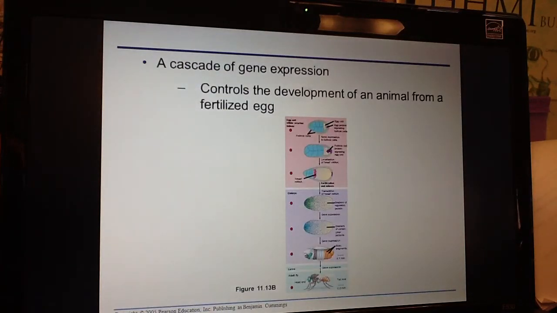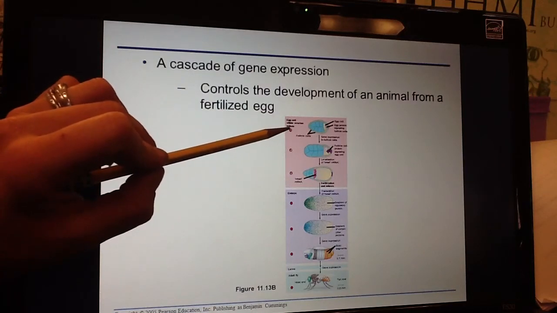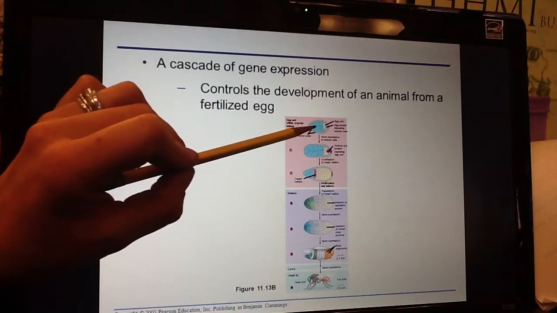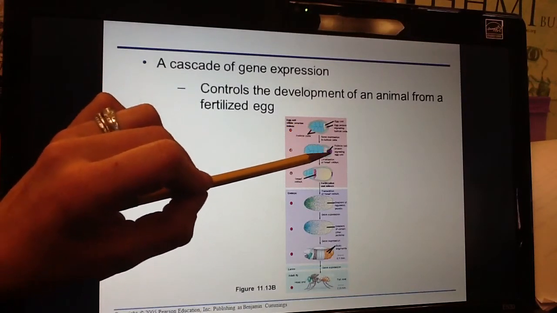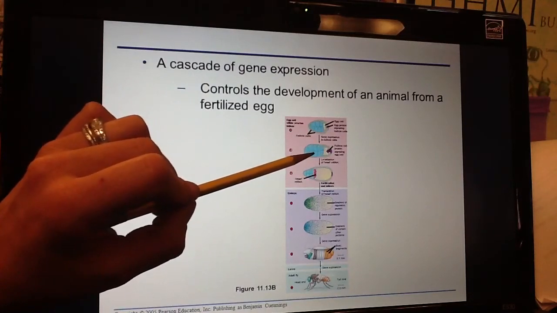And so if we were to actually look at the cascade of gene expression that controls the development of an animal over time, what we're going to be looking at is a series of steps. And so here is your overall egg cell, and you can see that there's all these different parts to it. What happens is that gene expression tells these follicle cells to start signaling to these egg cells.